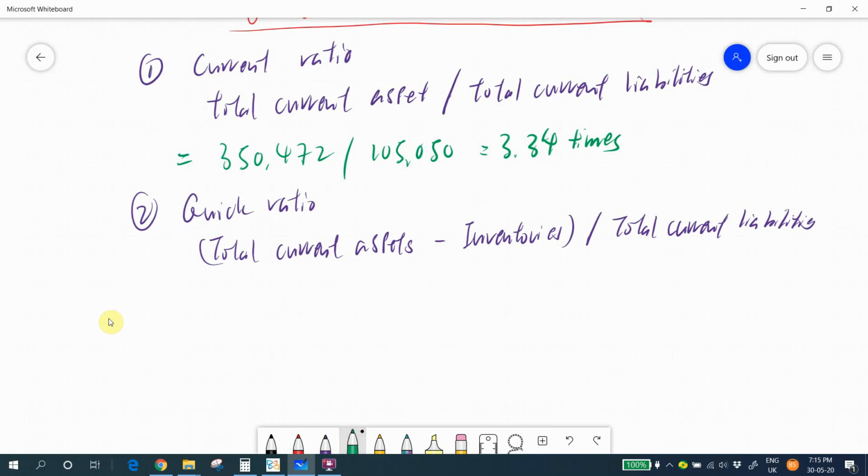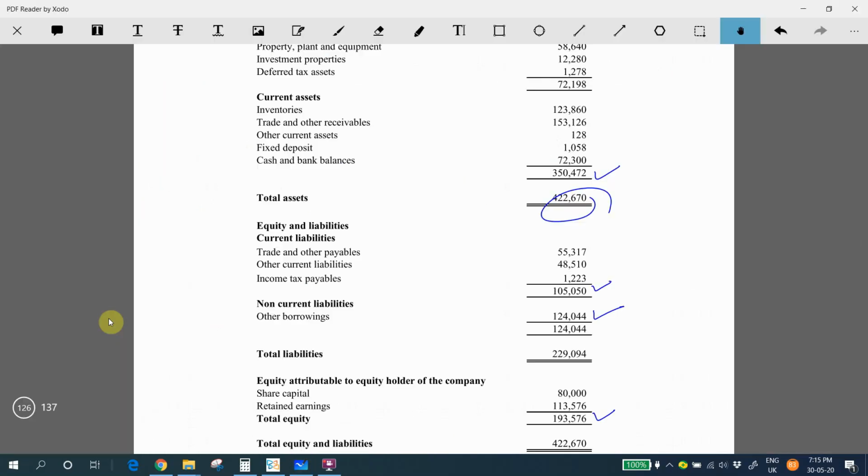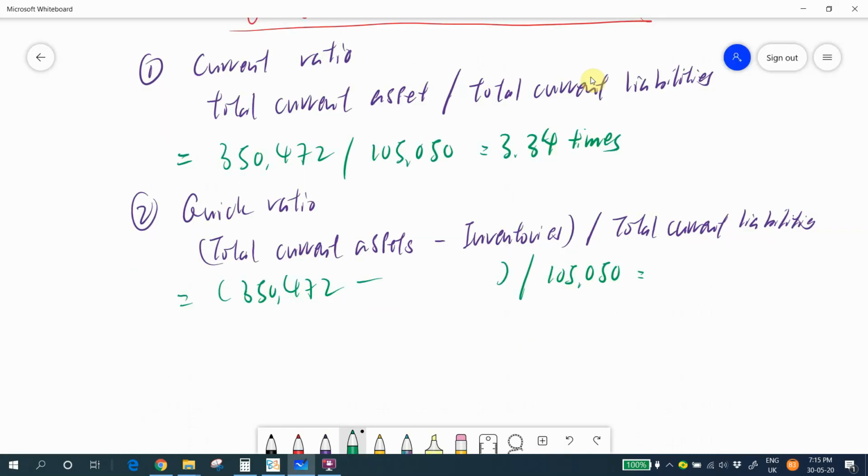So we put the information that we know first. This is the total non-current asset, and our total current liability is 105050. So we have to get the information of your inventory. This information we can get in your current asset, 123860.